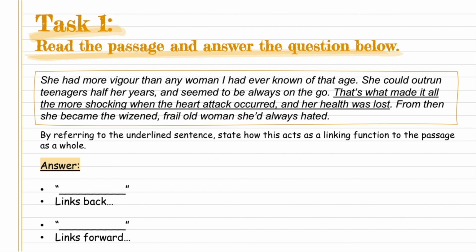This would be a chance for you to pause the video now and answer the question. For those that are a little bit less confident, you can look at the answer scheme below. I've given you a hint. You know that your first and third bullet points will be a quote, and your second and fourth will be how it links back and how it links forward. We're going to go over the answer now.